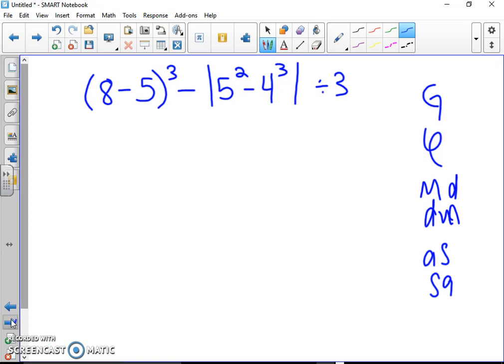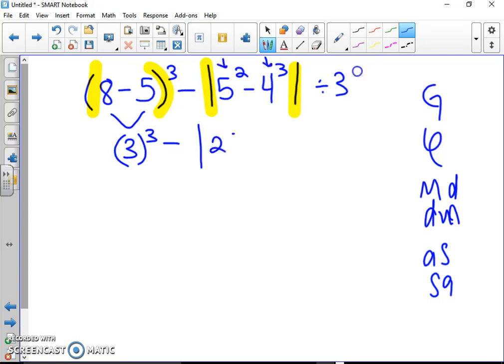Lots of stuff happening here. I see a lot of grouping symbols. I see these right here. And then I also see these absolute value symbols. Okay, I'm going to start here. 8 minus 3 gives me 3 cubed minus the absolute value of, well, within these we have some exponents. So let's do those exponents. 5 squared is 25 minus 4 cubed is 64. Absolute value divided by 3.